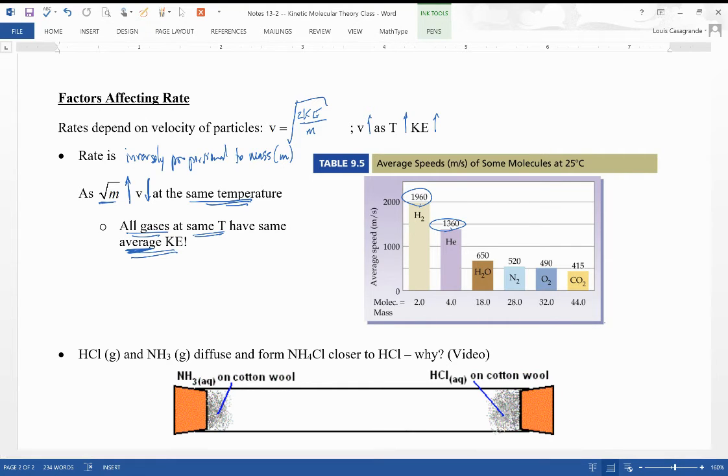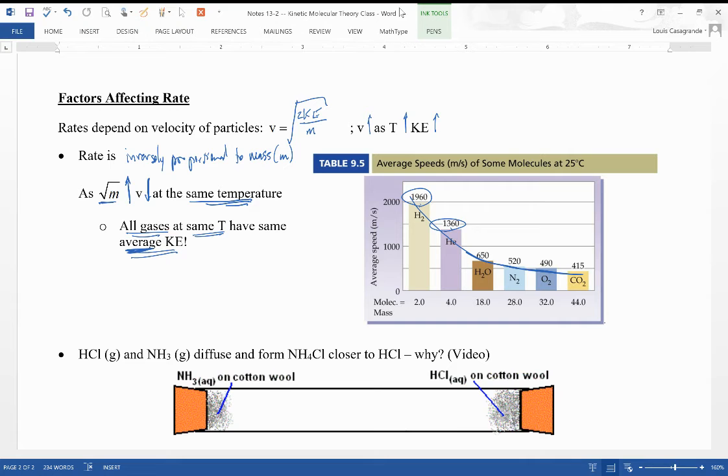Helium is twice as heavy as hydrogen gas. And then as you move up, water gets smaller and smaller. And so we have almost an exponential decay kind of curve: as you get heavier and heavier, you get slower and slower.